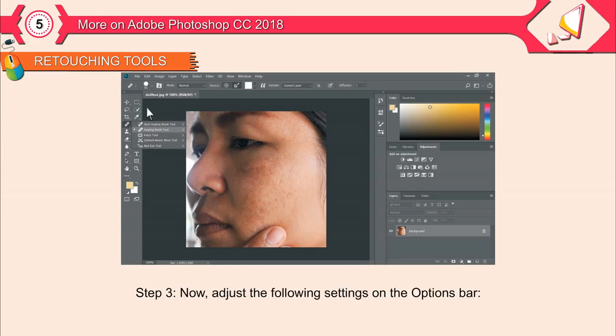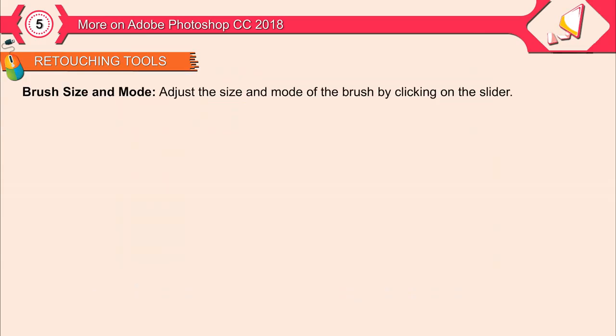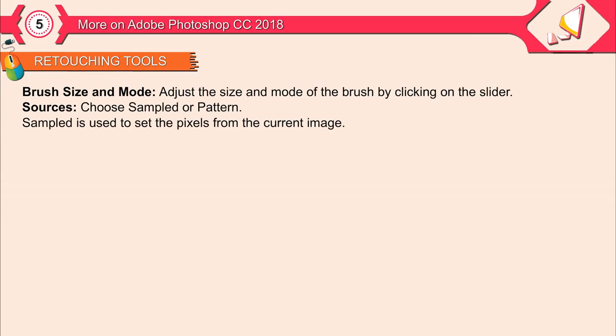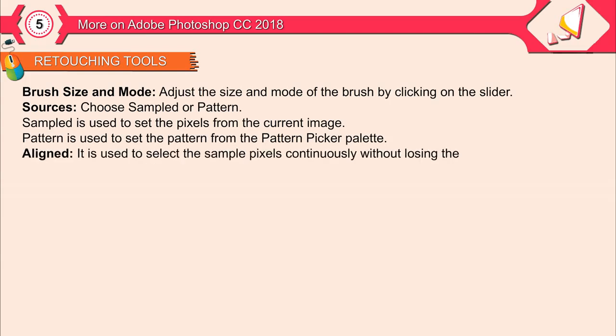Step 3. Now adjust the following settings on the options bar. Brush size and mode. Adjust the size and mode of the brush by clicking on the slider. Sources. Choose Sampled or Pattern. Sampled is used to set the pixels from the current image. Pattern is used to set the pattern from the pattern picker palette.